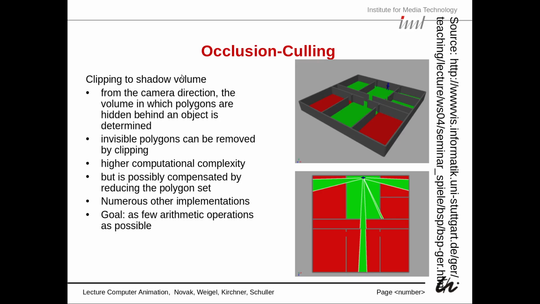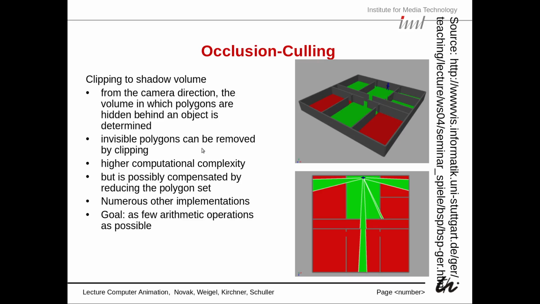So here we have a way of occlusion culling by clipping to a shadow volume. So from the camera direction, the volume in which polygons are hidden behind an object is determined. So this is good if we have, for instance, walls. Like here we have our virtual camera, and we can see this room completely, which is green, and then we can peer through the doors that you can see here, and that gives us those areas which are visible, and everything red is invisible. So we can basically discard all the objects which are in those red spaces.